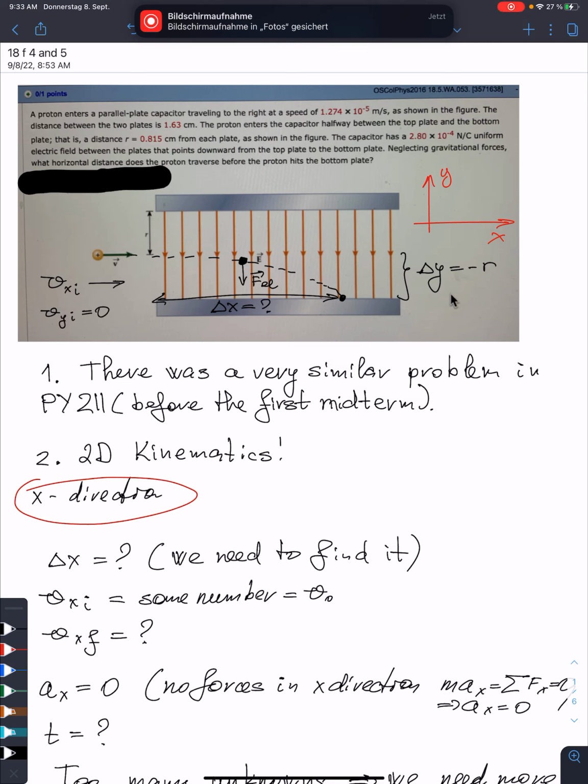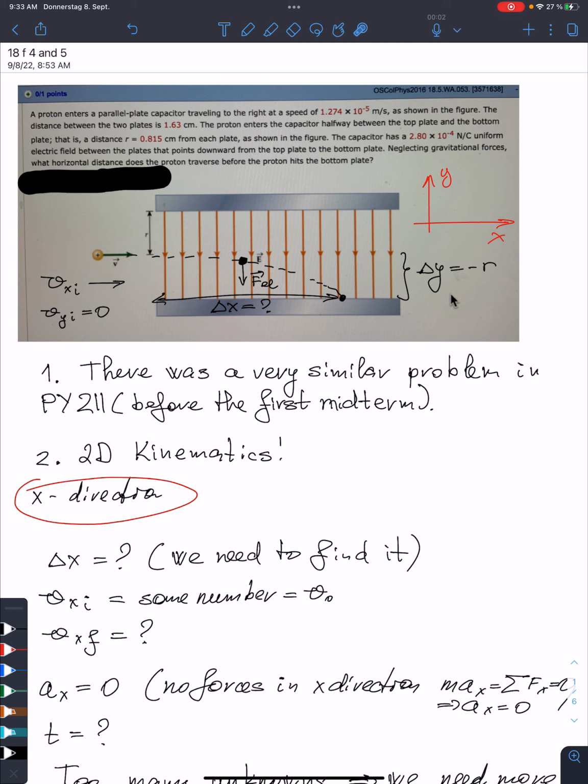I received multiple questions about the 18F post-class assignment, problem number 4 and number 5. All right, so number 4. We have the initial velocity of the proton. It's given, and it's only in the x direction. There is an electric field in which it travels.